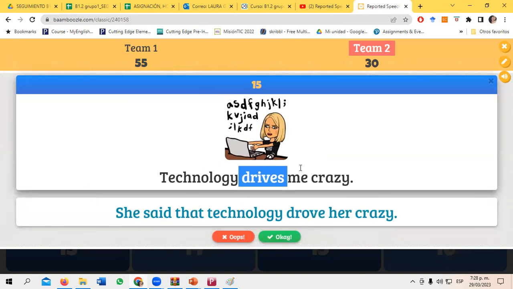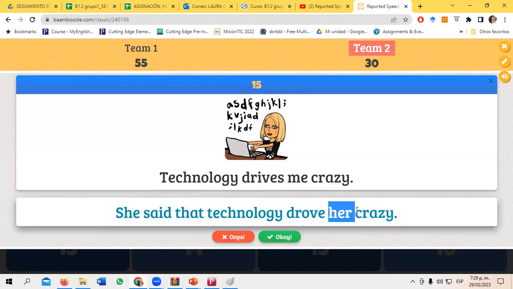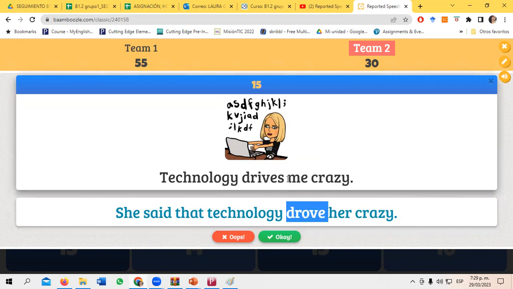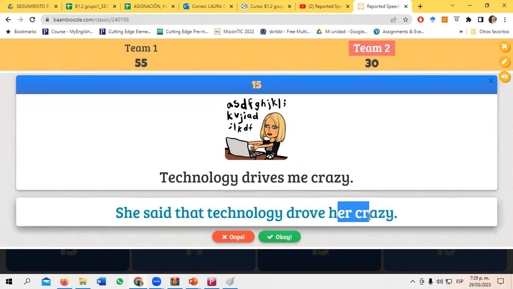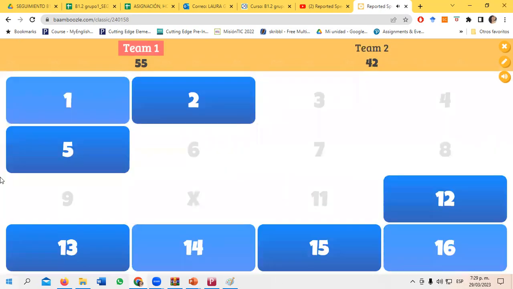So, she said, technology drives me crazy, me enloquece. Cuando yo reporto, entonces ella dijo que la tecnología la volvía loca o la enloquecía. Entonces ahí sería a ella, ¿no? Drives her crazy. I'm going to give you the points because of the verb, but also we have to be careful with this. Her crazy.